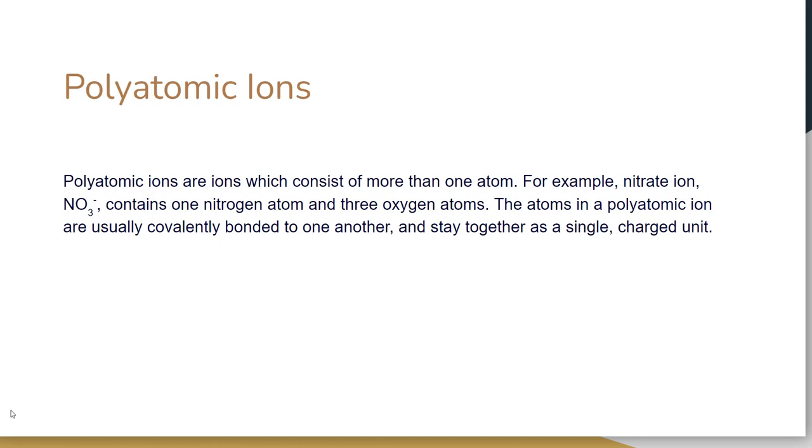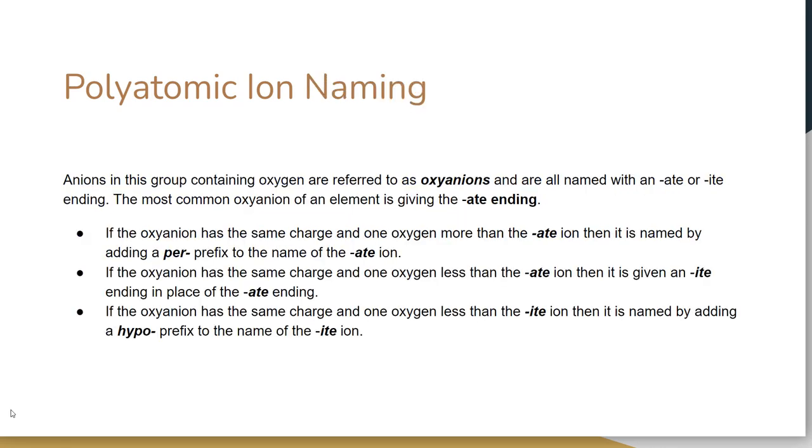You'll find charts of these also. And when you look at these, they just remain as a single unit with a single charge. Now, when you name polyatomic ions, they're often referred to as oxyanions. You may run into that term, you may not. But the most common names of these are given the -ate ending: sulfate, nitrate, the bromates, and so forth.